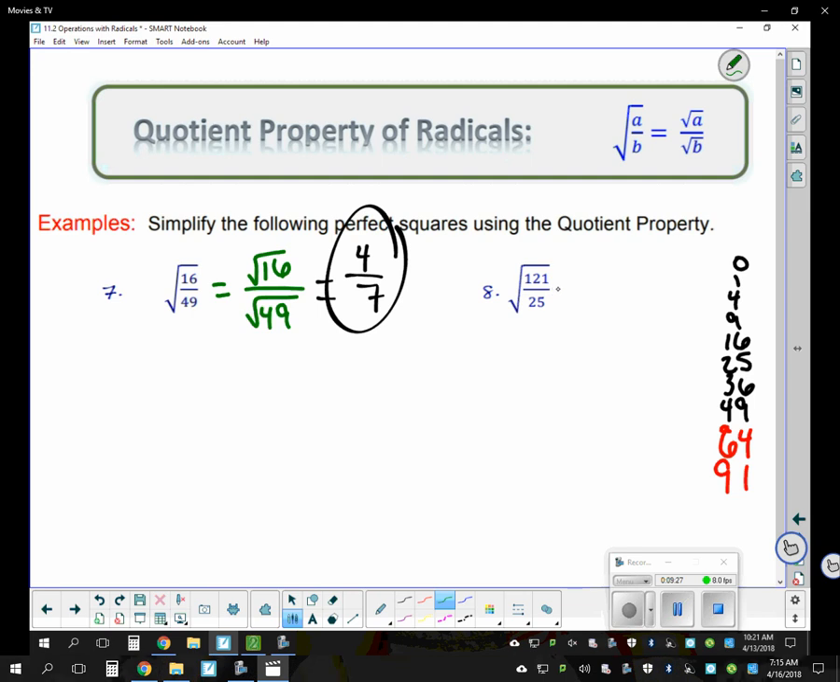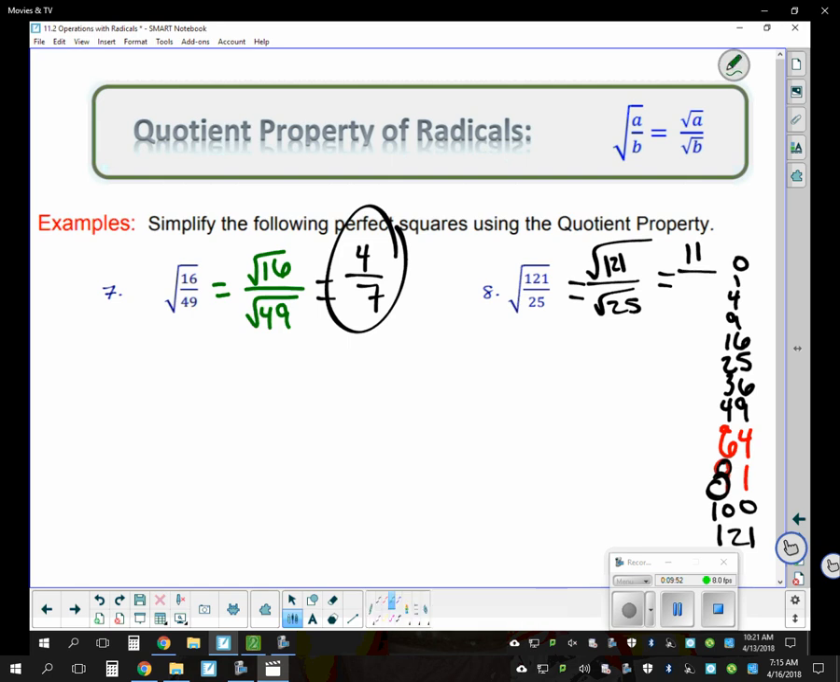Okay, number 8. Oops, wait a minute, before I do, oh, that's an 81. How did I do that? I need to add on because I'm going to be looking at a bigger number. So the very first thing I need to do is write these as two separate radicals. And now again, look at that. I have perfect squares. So that's just 11 and that's just 5. And we're done. Voila. All right, let's move on to some harder ones.